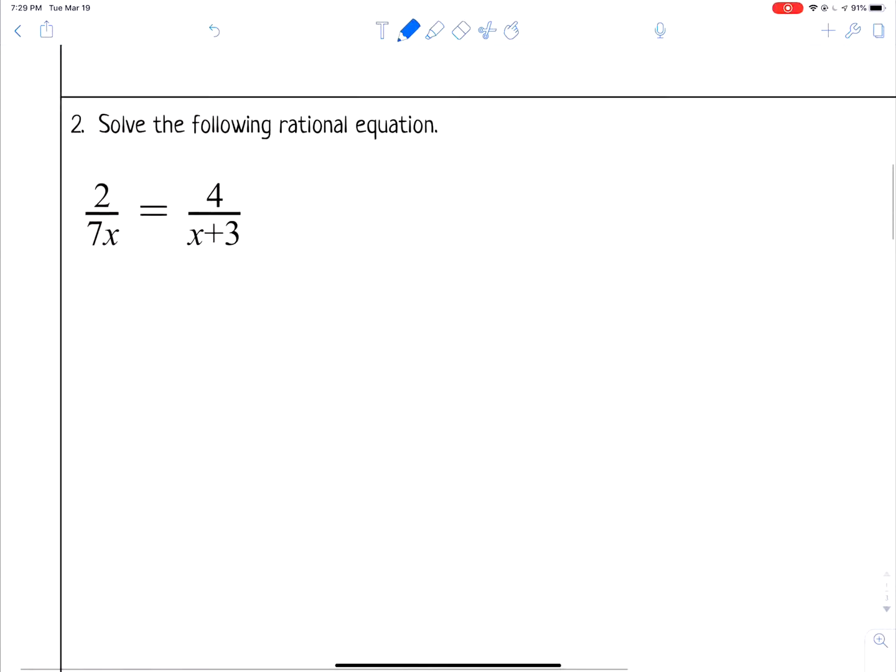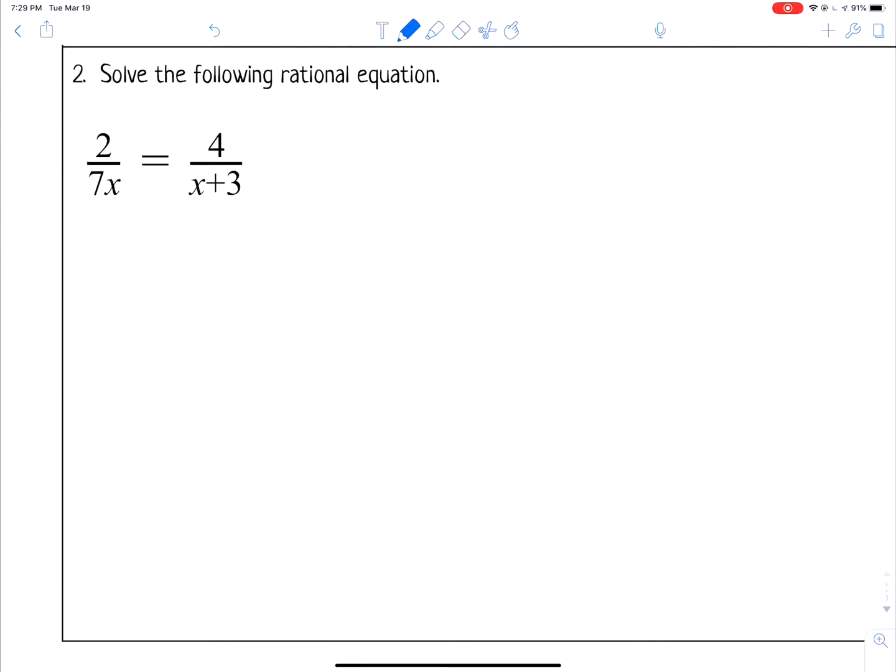Number 2 says solve the following rational equation. So this one is the type with one fraction equal to one fraction. So in that case, we can just cross multiply to solve this one. So I get 2 times x plus 3 is equal to 4 times 7x. And so then I'm going to distribute the 2. So I get 2x plus 6 equals 28x.